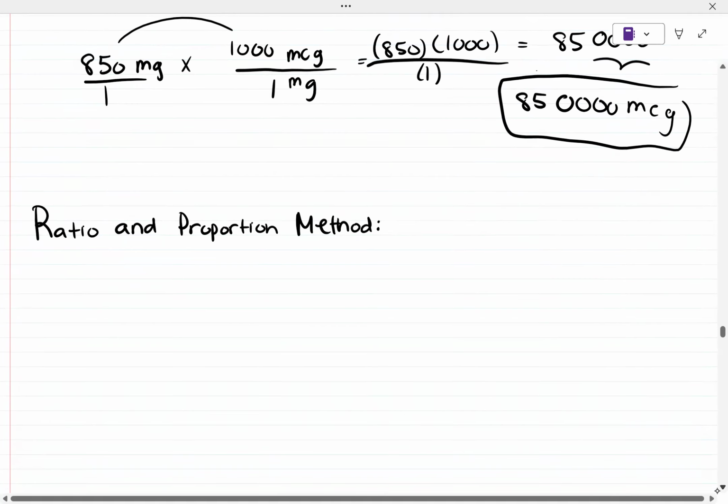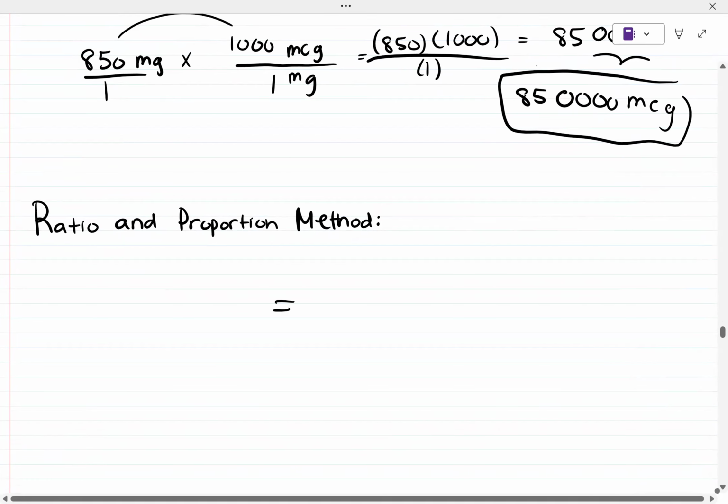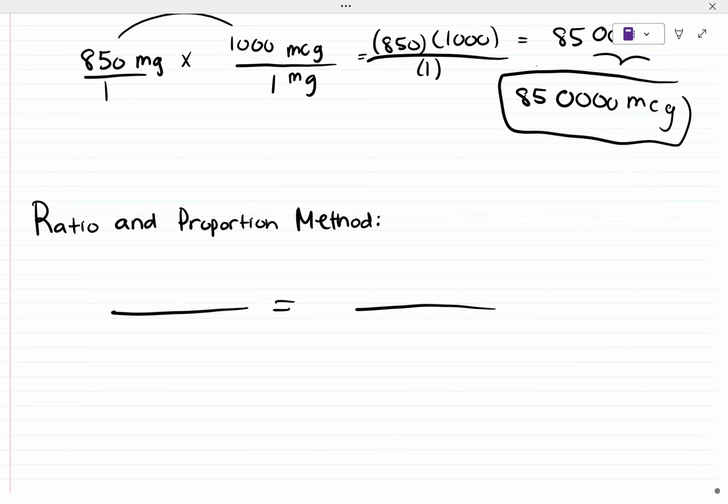Okay, ratio and proportion method. So write it out like this. You could put mg on the top and then mcg on the bottom. This also has to be mcg and then mg. Oops, this should be mg, right? Because this unit has to be the same as this unit, and then this should be mcg.